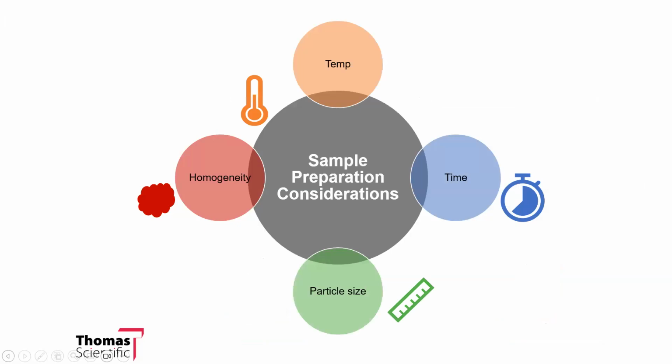So when you actually prepare your food sample for testing, you need to consider what's the temperature I'm preparing it at? Is temperature a consideration? What's the homogeneity? And is my sample homogeneous to begin with? Is it a beverage, or is it something that's very well mixed? What's its particle size? And how much time am I going to be preparing the sample for? And is that going to affect things like time and particle size and homogeneity?